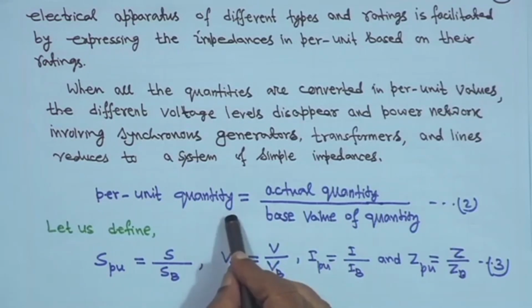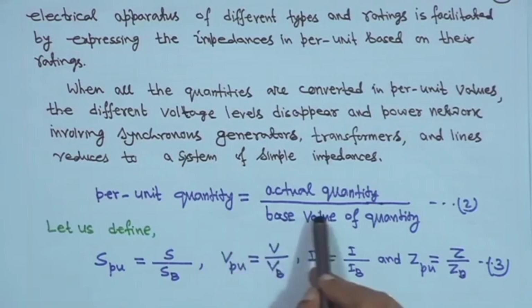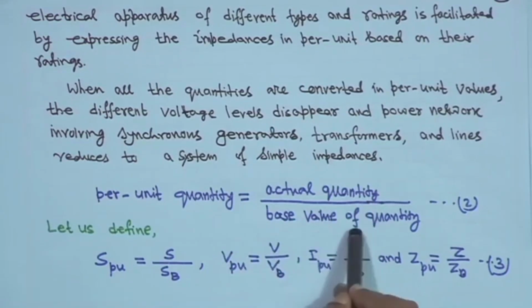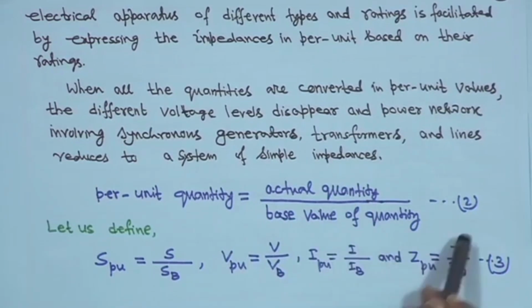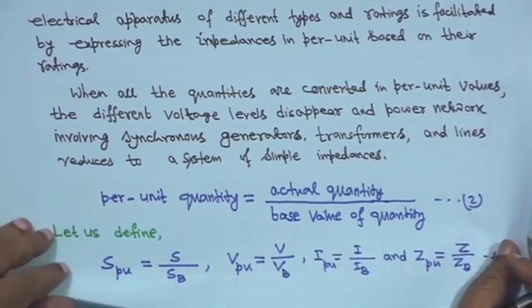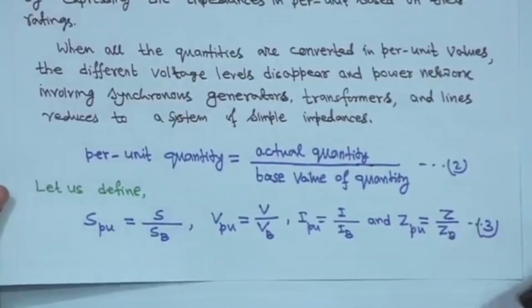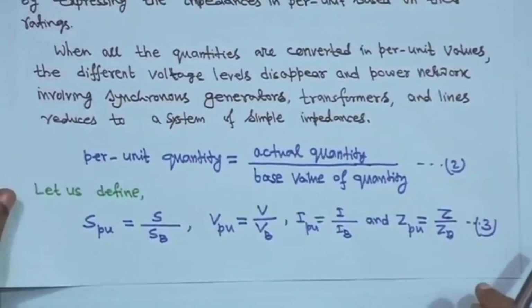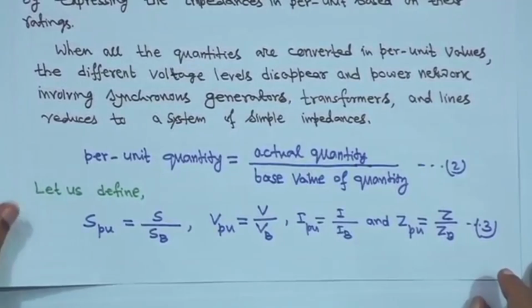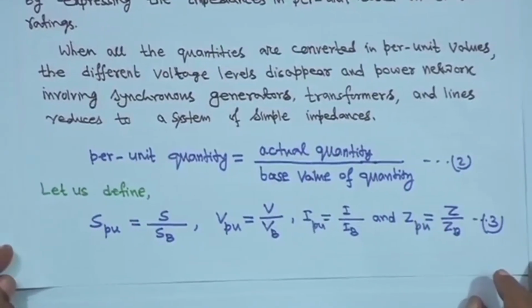So, per unit quantity is equal to actual quantity divided by the base value of quantity. This is equation 2, right. So, that means we are making the things dimensionless, and accordingly judiciously we have to do it, such that all electrical laws will be valid after transforming to the per unit system.